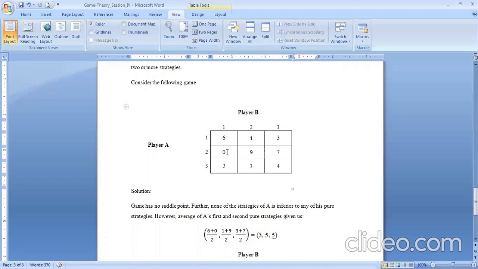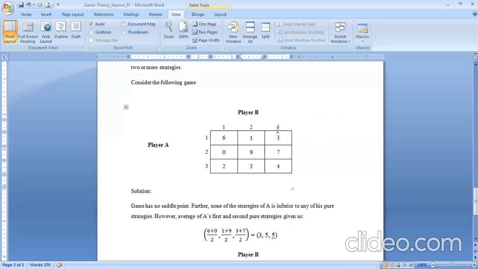In the 2 and 3, 0 is less than 2, but 9 is greater than 3. Again, 2 and 3 cannot be compared. And when it comes to the column, 6 is greater than 1, but 0 is less than 9. Let us compare first and third column. 6 is greater than 3, but 0 is less than 3. Again, there is no comparison, no dominance between first and third.